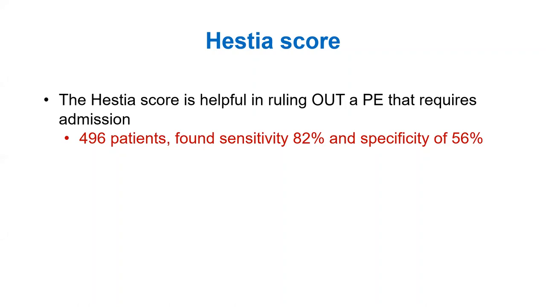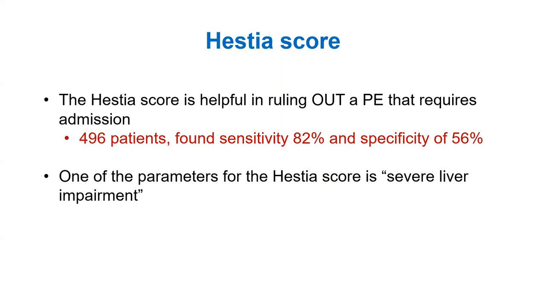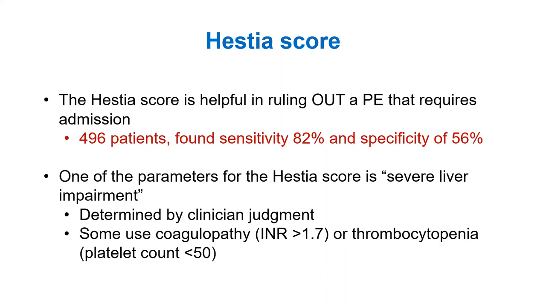So I encourage all of you to use the Hestia score more. One component of the Hestia score is severe liver impairment, and they actually leave it up to the clinician to decide what that means. Some consensus shows that people will use coagulopathy, an INR greater than 1.7, or thrombocytopenia, a platelet count of less than 50. So markers of liver dysfunction. I didn't see anything about the use of albumin, however, you probably can use that as well.